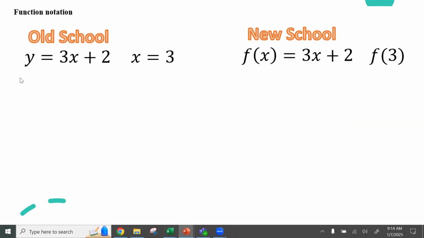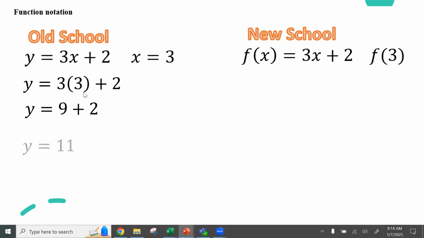Okay, back in old school, it was y equals 3x plus 2. And if I gave you x equals 3, you would plug 3 into x and do the math, and then your y would be 11. Plug something in, you get something out.